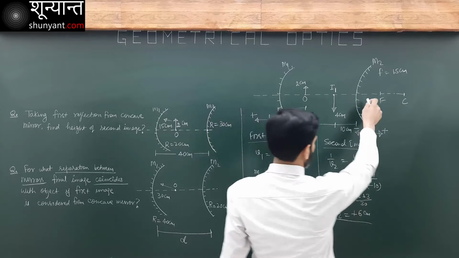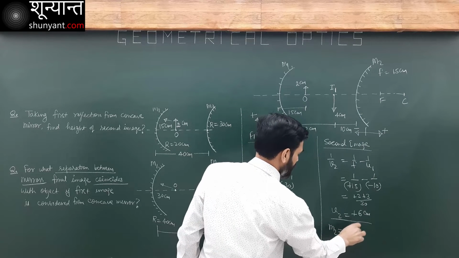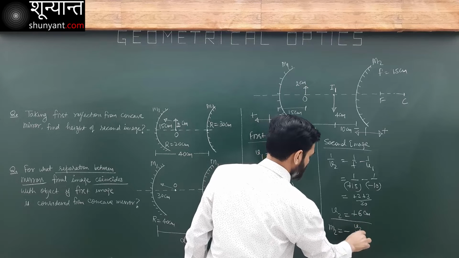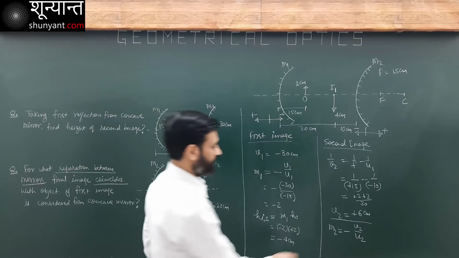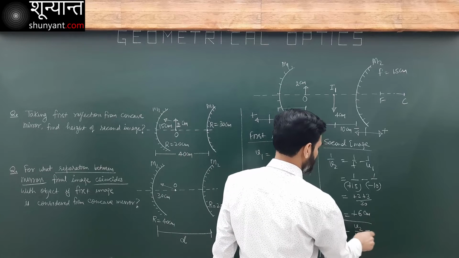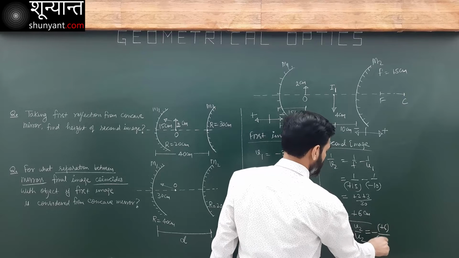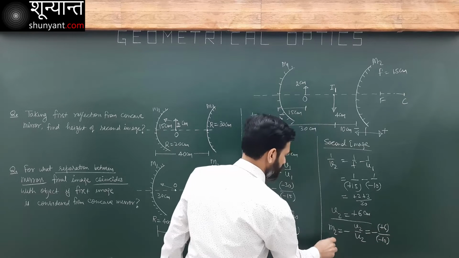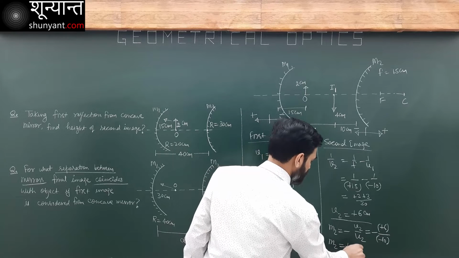Okay, and what is magnification? M2 is minus of V2 over U2. This is going to be equal to minus of plus 6 over minus 10. So M2 is going to be equal to plus 0.6.